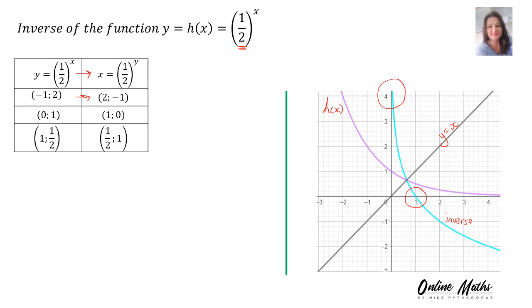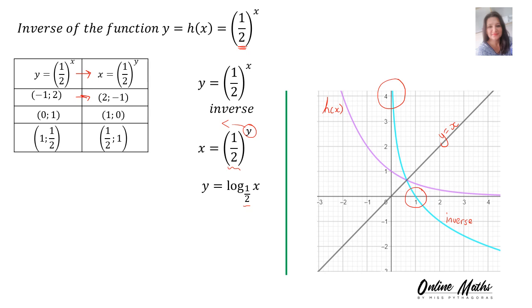Now, let's look at finding the equation of the inverse. The original function was y is half to the x. Inverse is swapping of x and y coordinates. Therefore, x is equal to half to the y. And then when we write this one in log form, we write log. The base of the exponent is the base of the log. The y will become the subject of the formula, and the x will come and stand with the log. Therefore, this equation of the inverse is y is log half x.